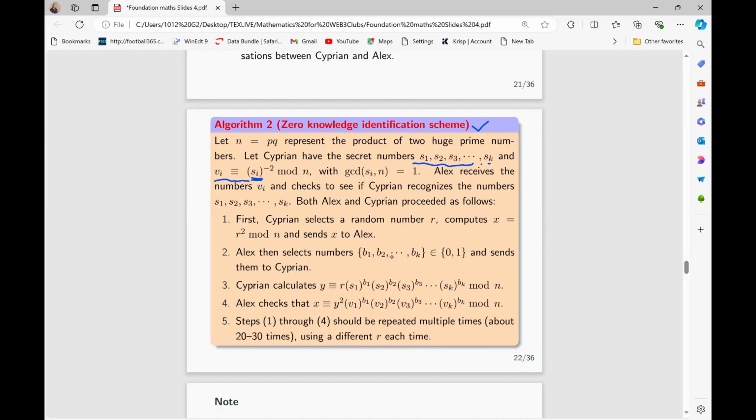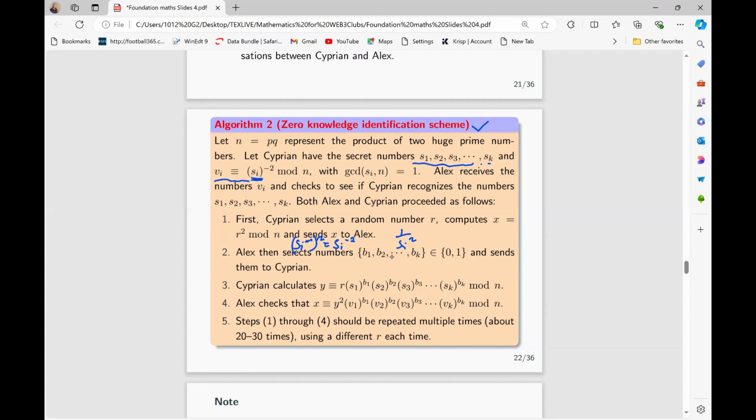What is this? This is just the same as 1 out of SI square. In fact, what it means is the same as the inverse of SI. SI inverse, then you square that inverse. When you square that inverse, what you get is SI raised to -2. So it was just the inverse, and then you squared.